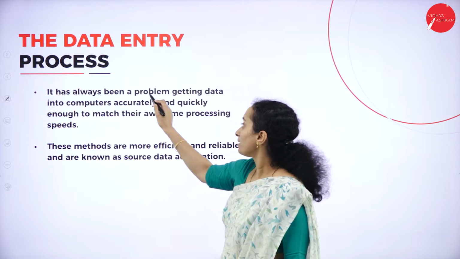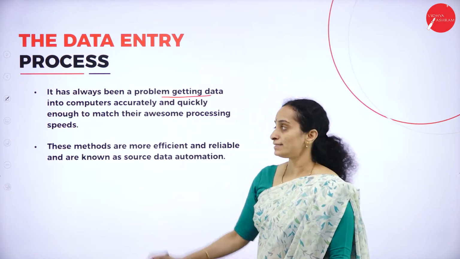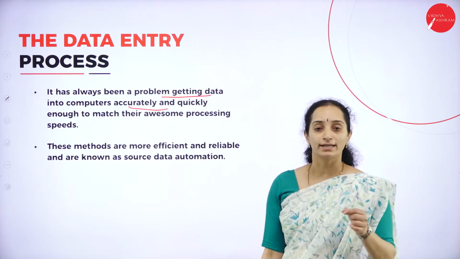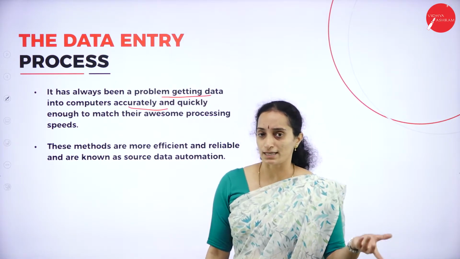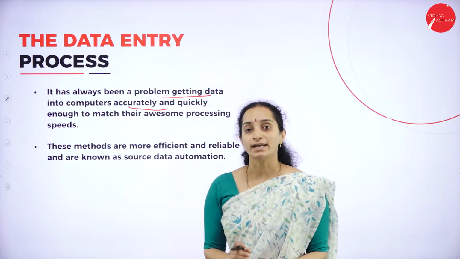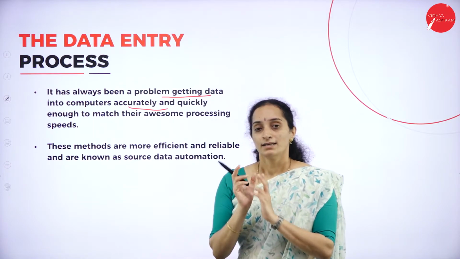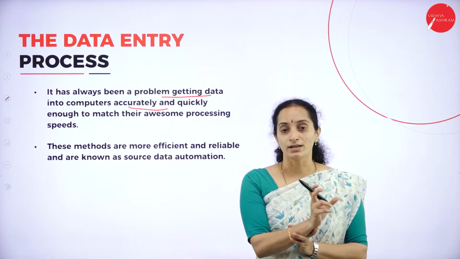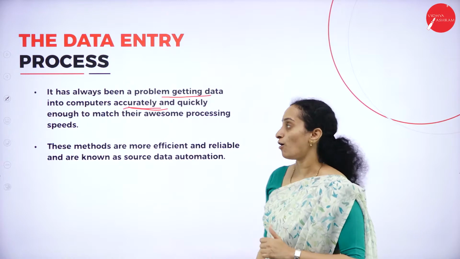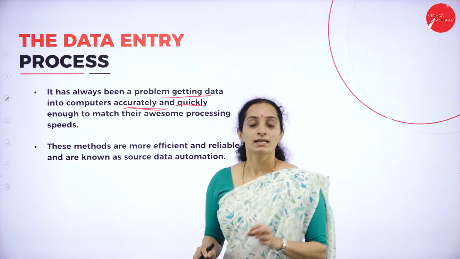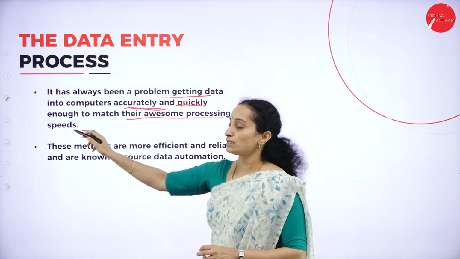It has always been a problem getting the data into computers. Why it is a problem is, you need to have accurate data. You can't go with ambiguous data that this may come to this category or maybe that category. You have to decide which category this data has to belong to, whether the details must belong to customer 1 or to the sales details. You have to accurately recognize the form of data, and quickly, in a lesser time, to match the processing speed.